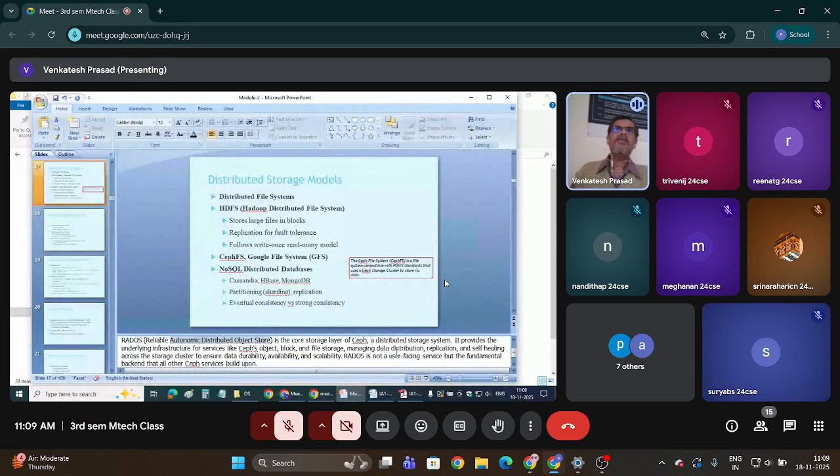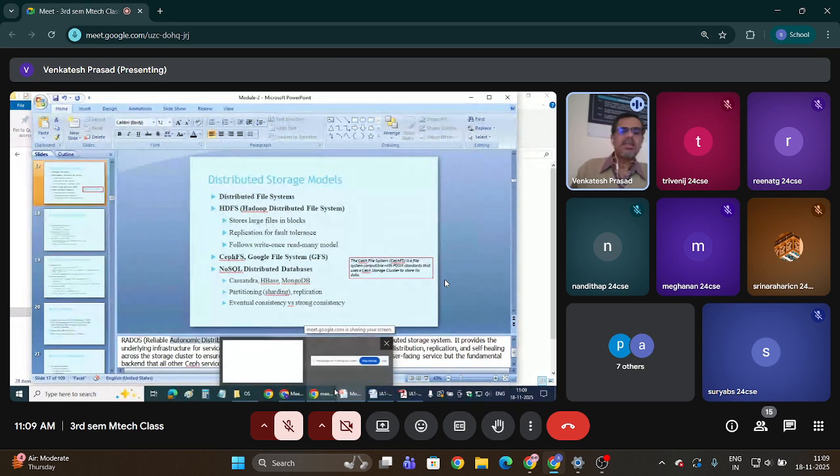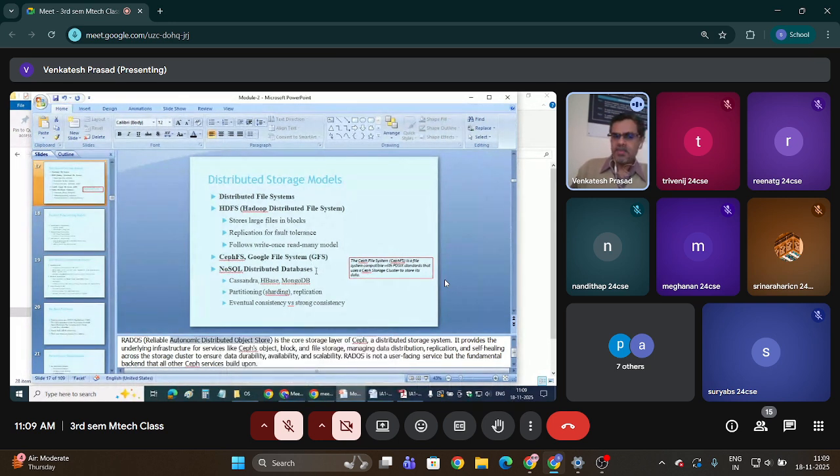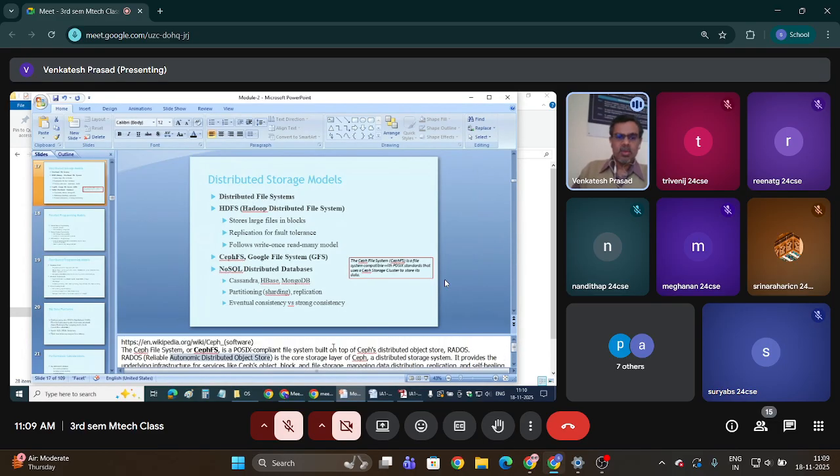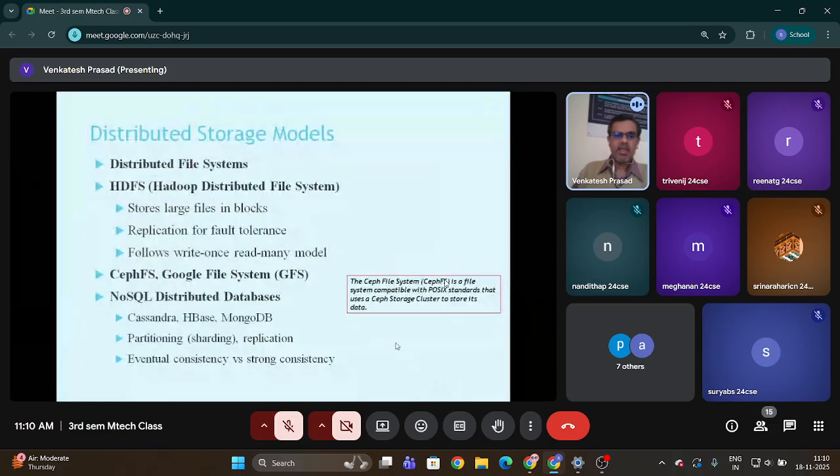So just like you have NTFS, then the Linux file system, XFS, what else? There are different file systems. So like that, you have HDFS, CephFS, GFS, and so on. Okay, they all have different formats, different interfaces, different commands to manage the file storage. Okay, so you can look at the references here for additional information.